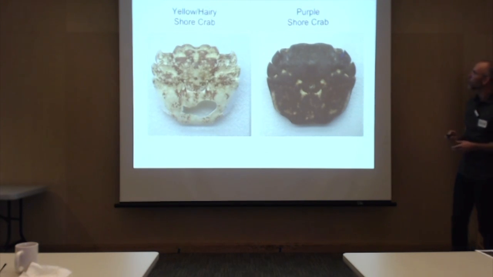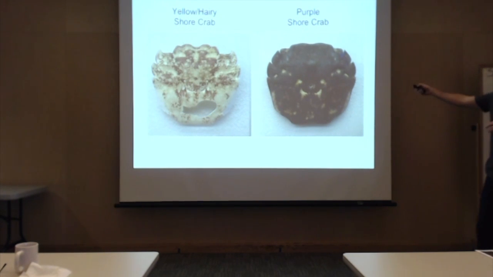I will also point out a feature that is more or less obvious, and in this case it is pretty obvious, that on the purple shore crab, the two bumps are less well defined than on the hairy shore crab.